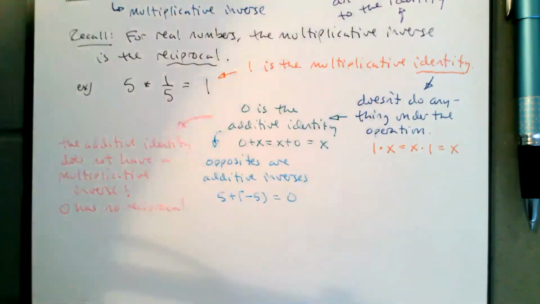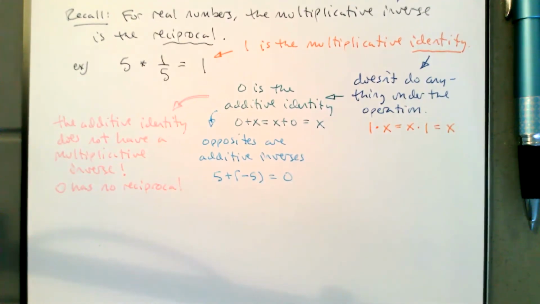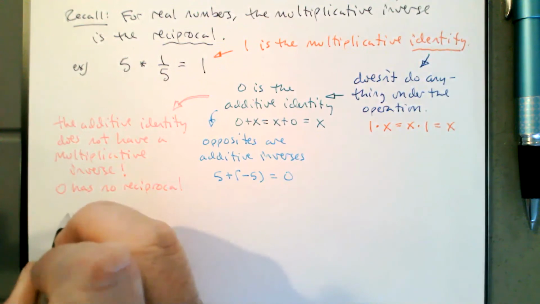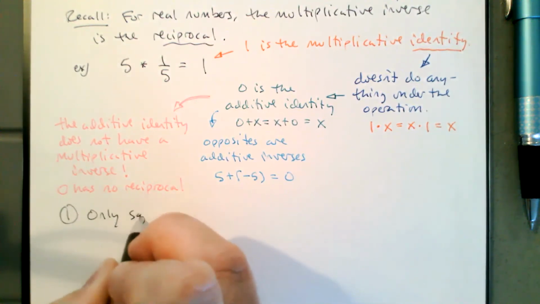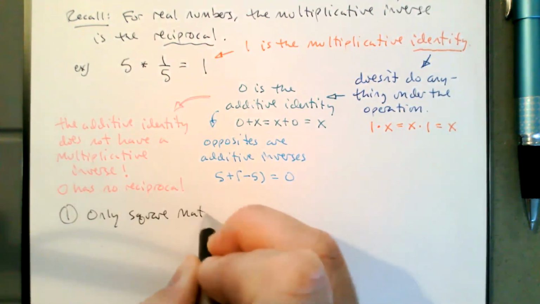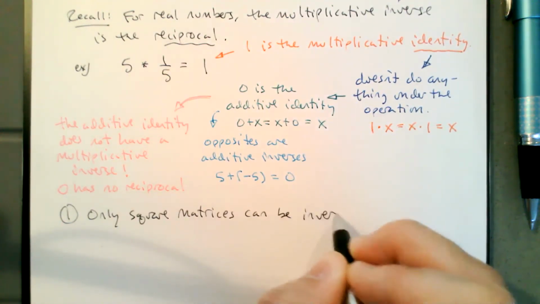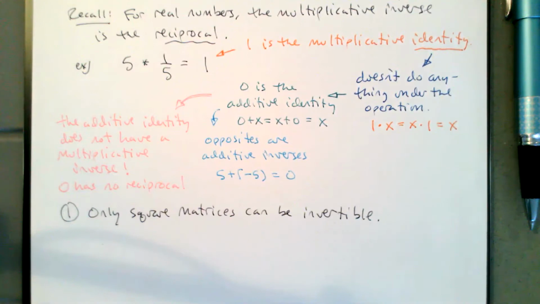Let's start by writing down the inverse of a square. So let's back up a second. For matrices, we're first just going to accept that only square matrices are invertible. Right now, I'm just going to drop this as an edict. Only square matrices can be invertible.